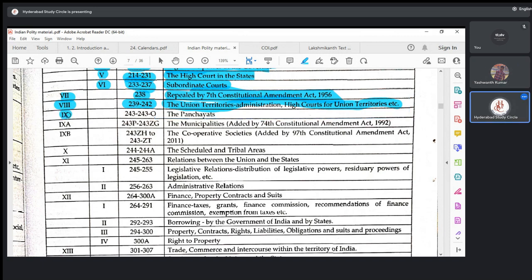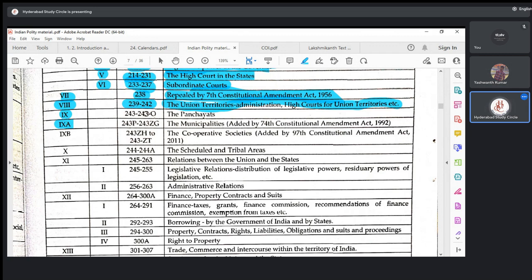Then part 9, Article number 243 to 243O, the Panchayats. Then part 9A, Article number 243P to 243ZG, the Municipalities, added by the 76th Constitutional Amendment Act 1992.